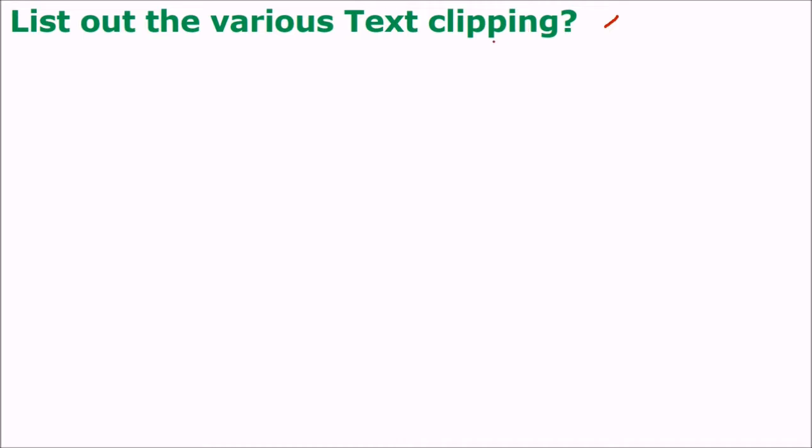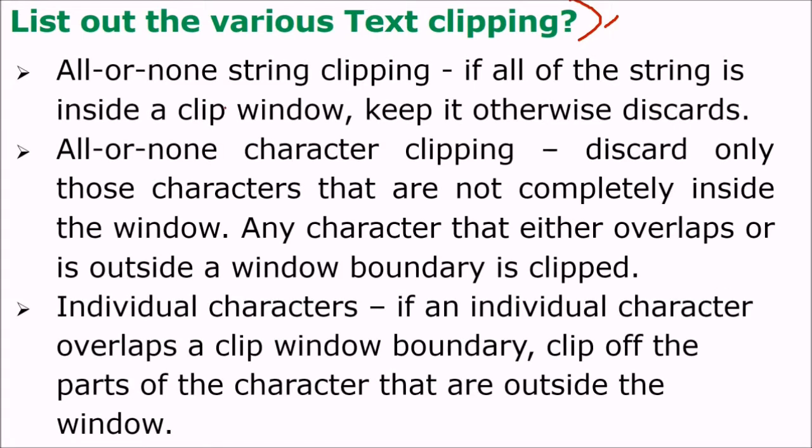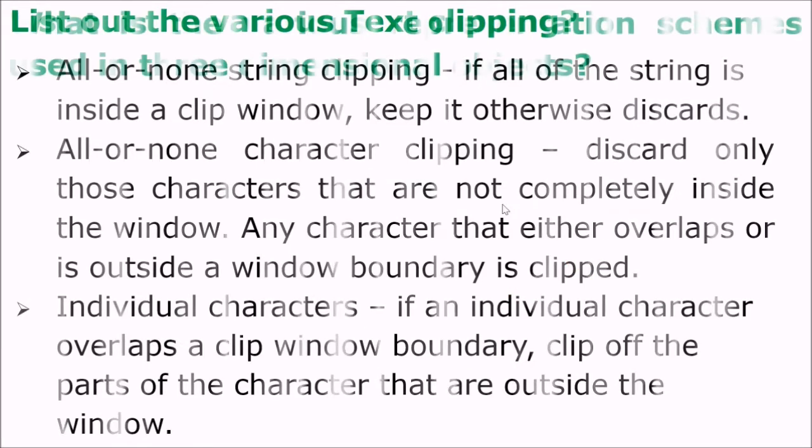Various text clipping techniques. First is all or none string clipping: if all of the string is inside a clip window, keep it, otherwise discard. All or none character clipping means discard only those characters that are not completely inside the window. Any character that either overlaps or is outside a window boundary is clipped. Individual characters: if an individual character overlaps a clip window boundary, clip off the parts of the character that are outside the window. These are different types of clipping.